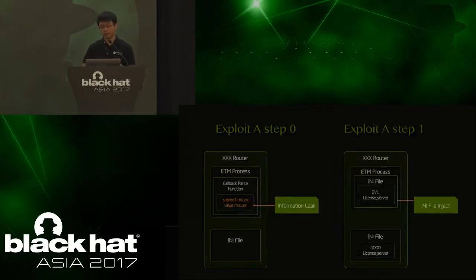Remember, first, the stack is not executable, so we need ROP to execute our command. And to bypass ASLR, we use the information leak to get the libc base address. At this time, the INI file is a good one, like the left picture. Then we use the INI file injection vulnerability to place our shellcode into the stack. Now the evil license server address is in the memory. The INI file is still unchanged, like the picture shown on the right.